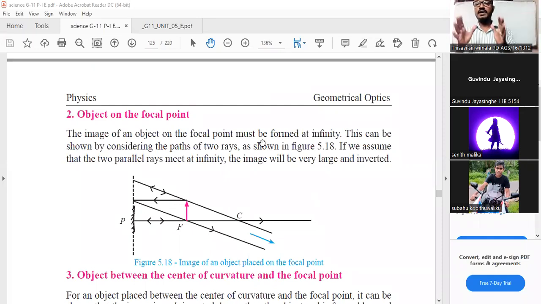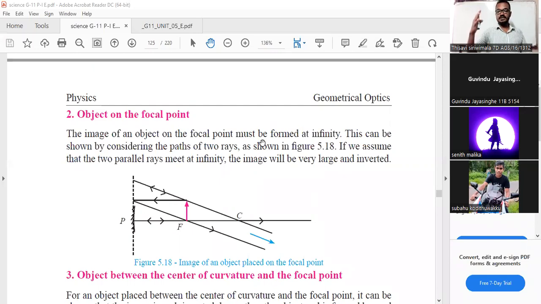So what we are going to draw the ray diagram for an object which is kept on the focus. So we'll see what will happen when the object is kept on the focus. And according to the diagram, you can see the reflecting rays will be parallel. So the parallel rays, they are not going to be intercepted.